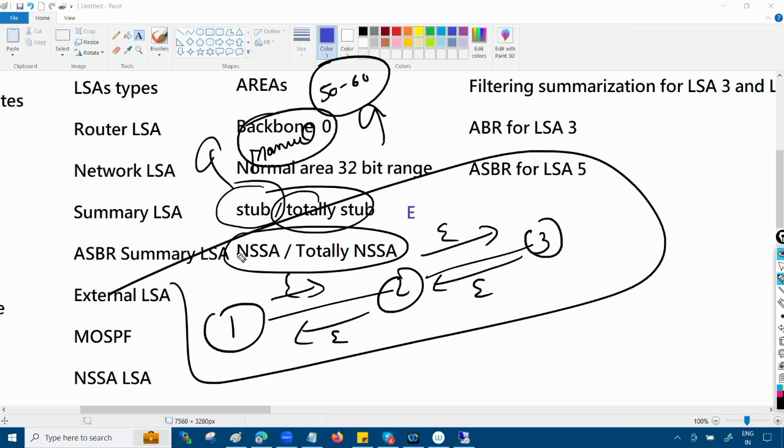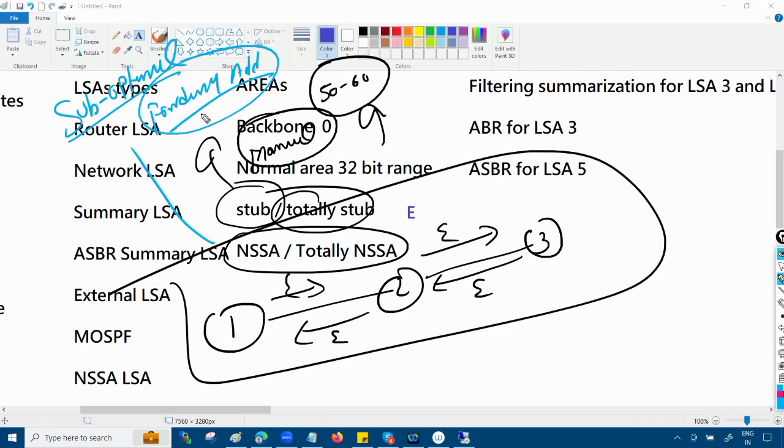But again, the NSSA area generates another type of LSA, that's LSA7. Again, you need to spend so much time on the NSSA area. And the NSSA area creates suboptimal routing, right? If you remember, we have seen the concept called the forwarding address. So the NSSA area creates a problem with suboptimal routing, and to avoid it, we have a concept called the forwarding address.